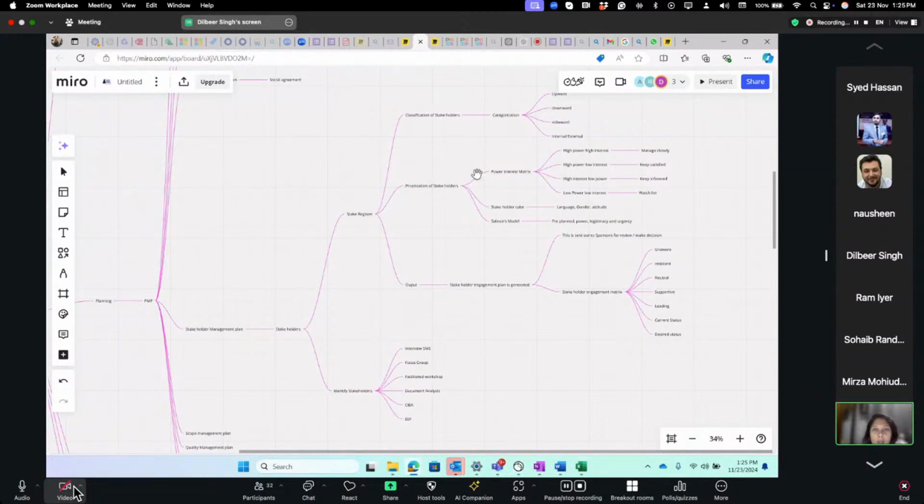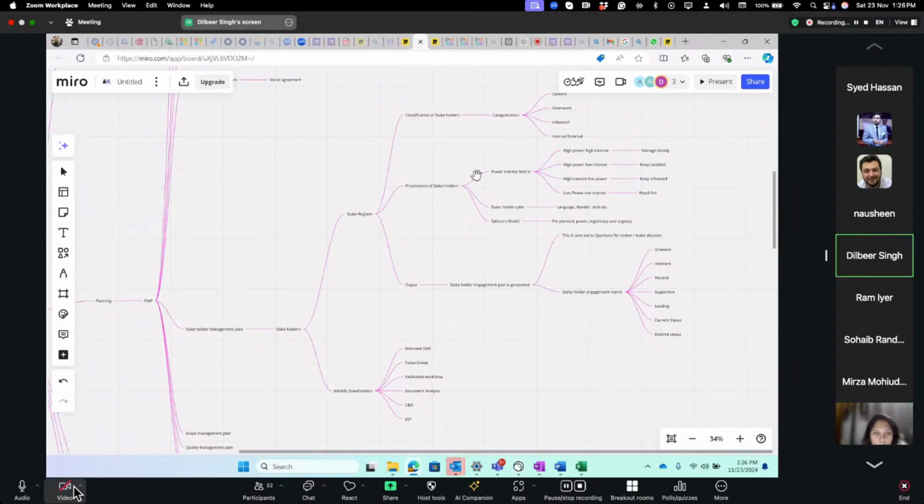Through a power interest matrix, we are going to classify them: high power, high interest; high power, low interest; low power, high interest; and low power, low interest. After the power interest matrix, we will know if we have to manage them closely, keep them satisfied, keep them informed, or keep them on the watch list. After this, we have some analysis we can also use for the prioritization: stakeholder cube, or salience model.